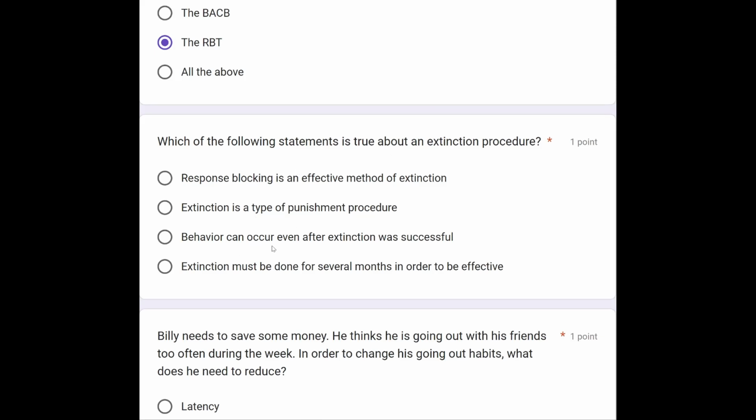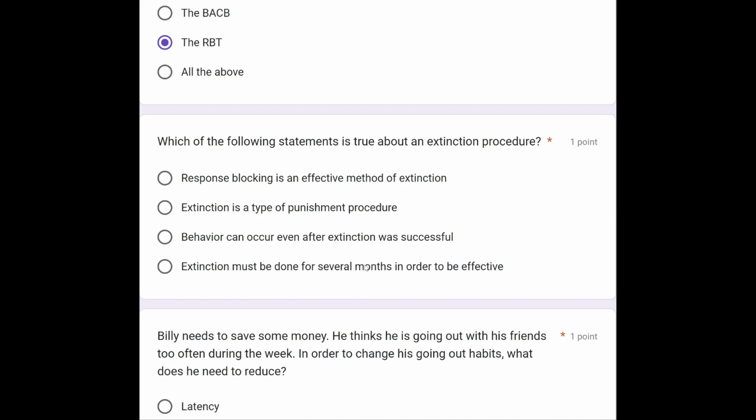C, behavior can occur even after extinction was successful. Absolutely. And what do we call that? Well, we call that spontaneous recovery, right? Spontaneous recovery, the sudden reemergence of a behavior that was previously extinguished or put in extinction. And then D, extinction must be done for several months in order to be effective. Not true. Extinction is dependent on a lot of factors.